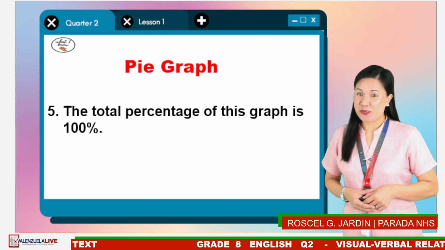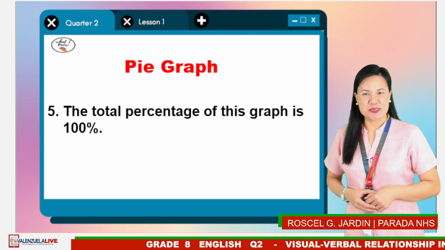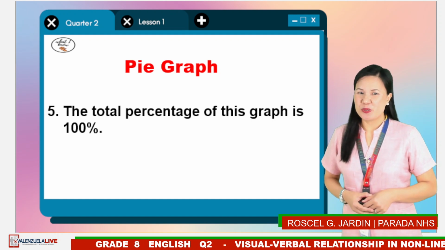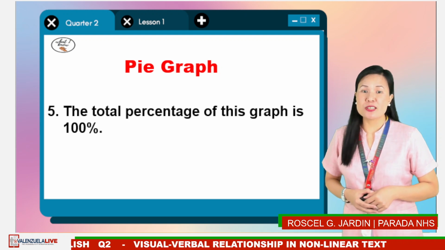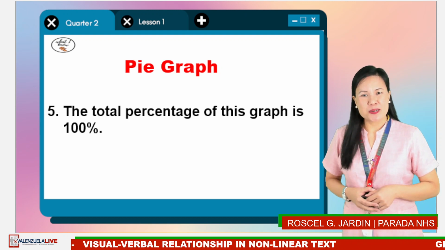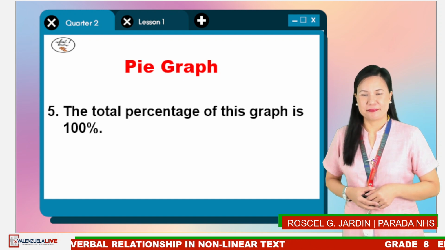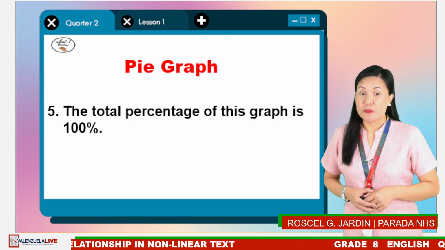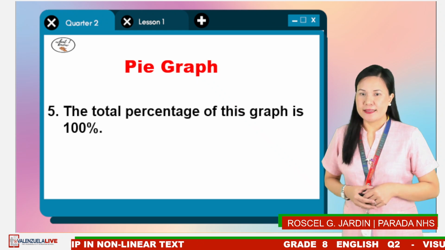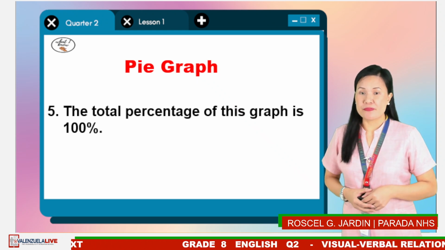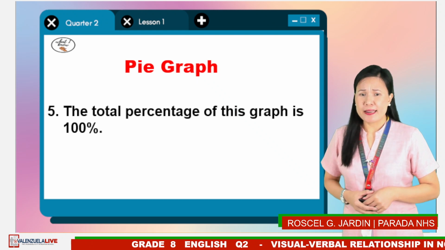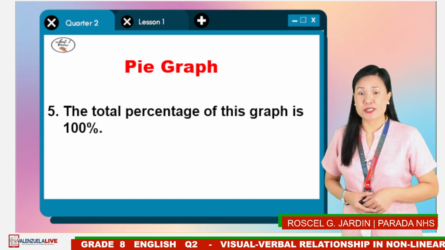Did you get them all correct? Very good. That means you know the nonlinear texts. If not, it means you need to listen very well to understand them better. For this lesson, we will discuss the linear and the nonlinear texts. Let us have a glimpse on their difference for us to understand and help us to read the different kinds of texts.